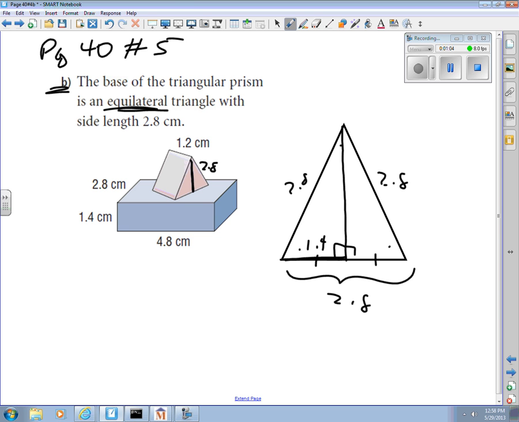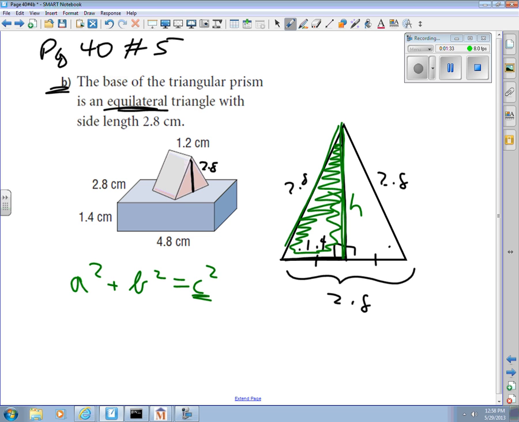So now I kind of think of this as just one right triangle. I'll shade it green, where I would like to find its height. I have to do this in order to find the area of the triangle. So I break out Pythagoras. Does everybody remember Pythagoras? A squared plus b squared equals c squared. Remember when we use Pythagoras that c is always the hypotenuse, and that's this 2.8 line.